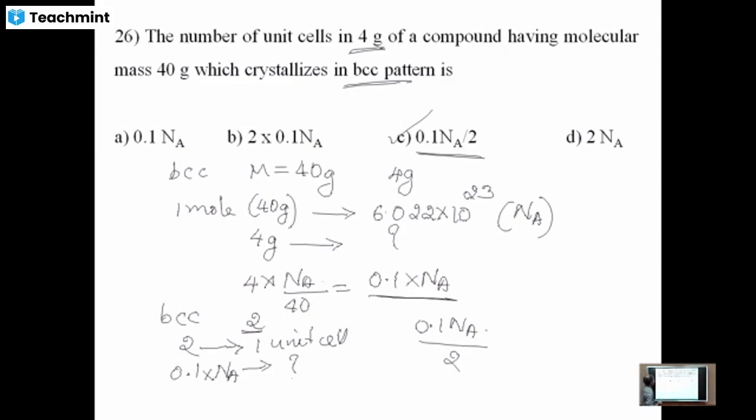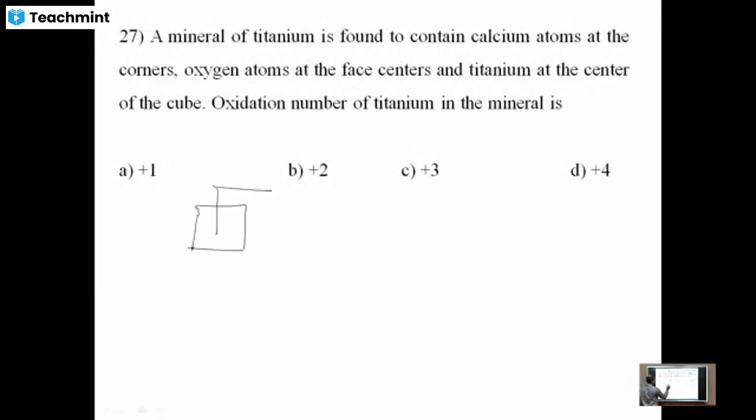A mineral of titanium is found to contain calcium atoms at the corners, oxygen atoms at the face centers, and titanium at the center of the cube. Oxidation number of titanium in the mineral is? We have a cube. Here, calcium atoms are at the corners. Corners are occupied by calcium ions. Oxygen atoms are at the face centers. These face centers are occupied by oxygen. And the body center, the center of the cube, is occupied by titanium. We have to find out the oxidation state or oxidation number of titanium.